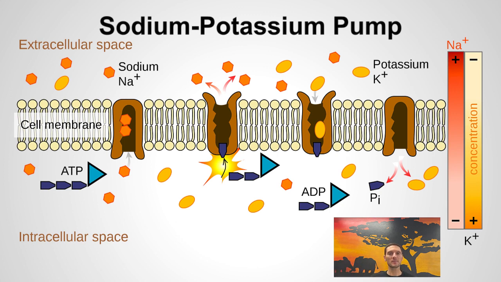At that point, 2 potassium ions bind to that same membrane protein, and when bound, the phosphate is released, the protein itself changes shape again and opens to the inside of the cell, thereby allowing the potassium ions to come inside of the cell.